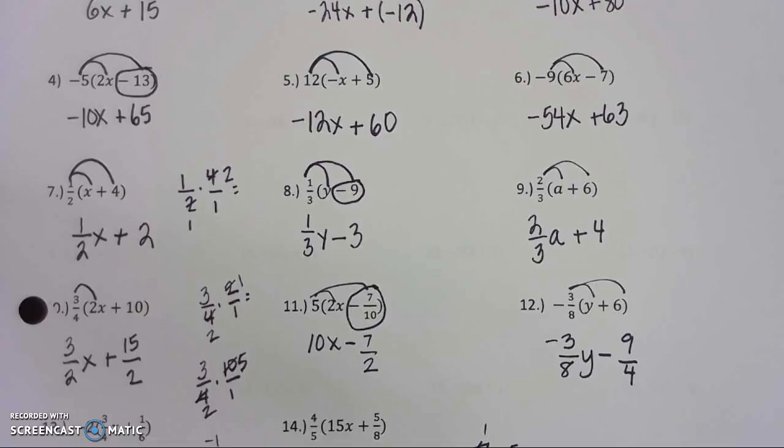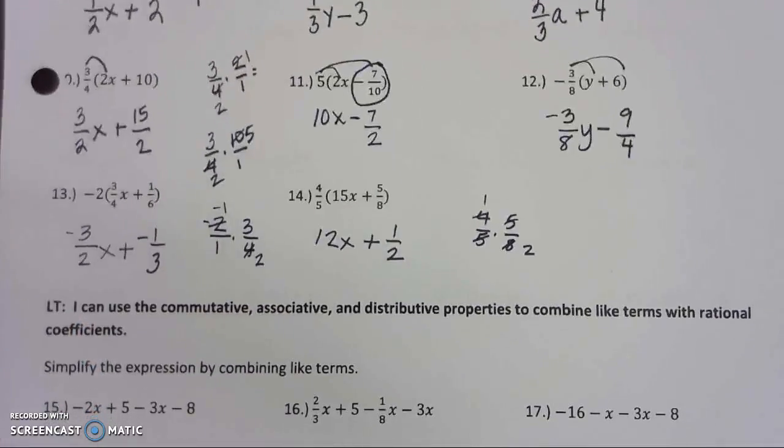So we have number 6 would be negative 54x plus 63. Number 9 would be 2/3 a plus 4. Number 12 would be negative 3/8 y minus 9/4. Number 13 is negative 3 halves x plus negative 1/3. And number 14 would be 12x plus half.